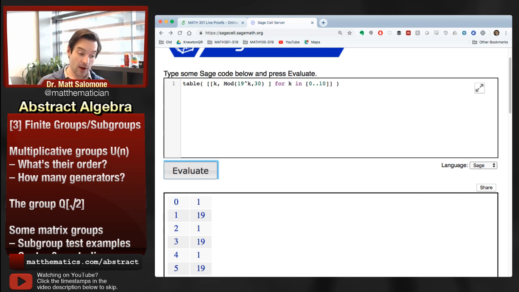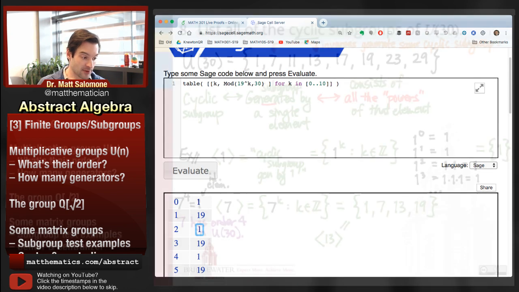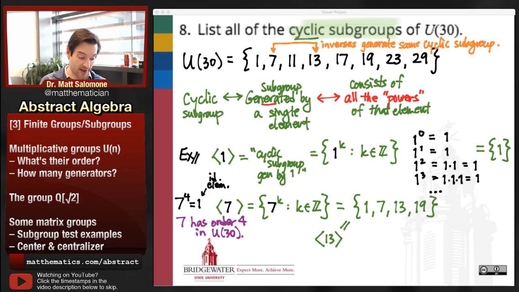Now we notice that something different happens. 19 to the first power is, of course, 19. But 19 to the second power, 19 times 19, what is that? 361. When you reduce that mod 30, you already get 1 again. So 19 to the second power is equal to 1. And so 19 generates a cyclic subgroup that only has 2 elements in it. Just 1 and 19. And one of the reasons for that, actually I'd say the reason for that, is that 19 to the second power is equal to the identity element. 19 is an element of order 2 in U30.